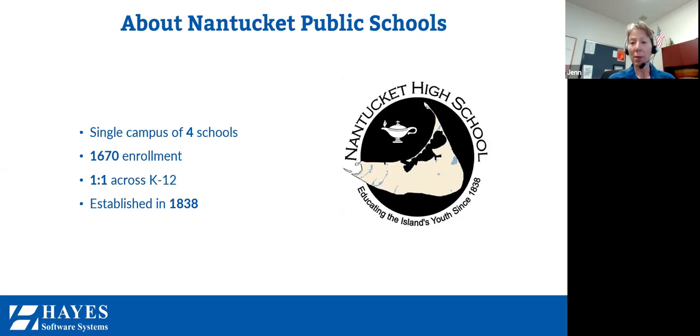We have 4 campuses. We have 1 campus with 4 schools. We have a really large community school also that we kind of call our 5th school. And because we're an island off the coast of Massachusetts, we are unto our own. We have about 1,670 students. We're about 30% free and reduced lunch. We have at this point almost close to 35% Hispanic population. They are our worker bees. And we are 1-to-1, as of COVID, across K through 12.